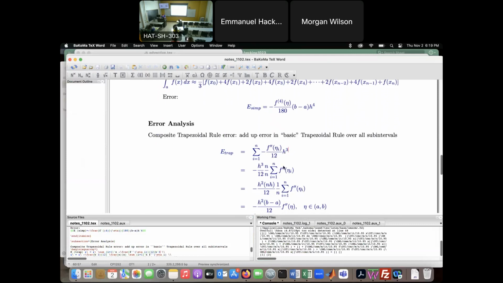So then what I do is I go ahead and pull out constants, h cubed and 12. I multiply by n over n, which seems odd, but what I do here is I take the n in the denominator and I associate it with the summation. And I take the n in the numerator and I multiply it by one of the h's. So I'm using the fact that n times h is equal to b minus a.